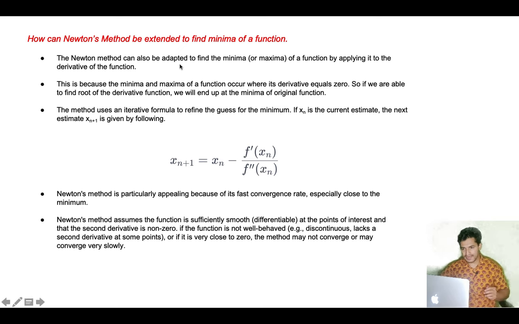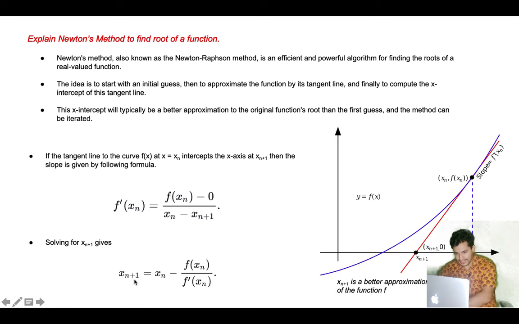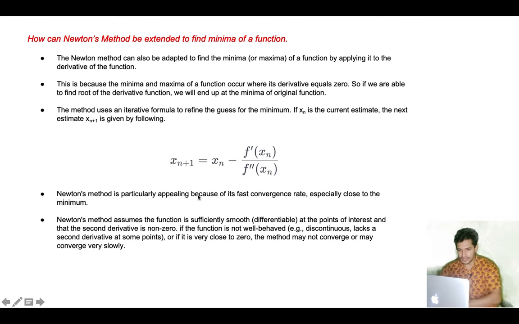The Newton method can be adapted to find minima of a function by applying it to the derivative of the function, because we know that at minima the derivative is equal to 0, right? So we want to find the root of the derivative of the function. So simply we can adjust the formula. Here xn plus 1 equals xn minus f(xn) by f dash of xn, that is the function's value at xn and the derivative at xn. So if you want to find not the root of f(x) but f dash of x, this will become f dash of xn, and this will become f double dash of xn, which is the second derivative at xn, right? So that is what has happened.